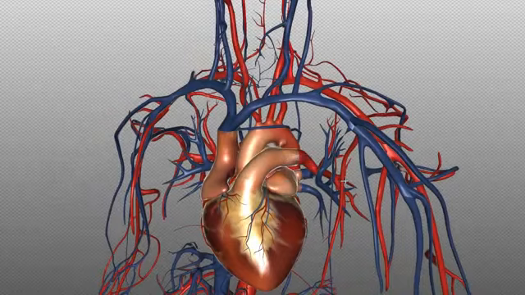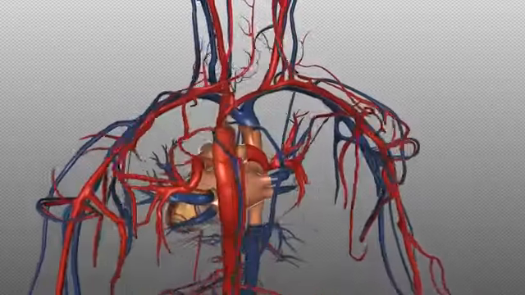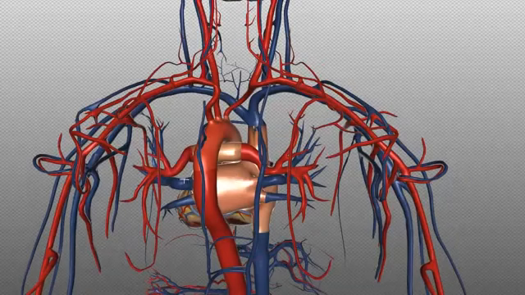So once oxygenated in the lungs, the blood vessels which carry the oxygenated blood back to the left atrium are the pulmonary veins. So you've got 4 pulmonary veins on either side of the left atrium. So they return oxygenated blood to the left side of the heart, the pulmonary veins.